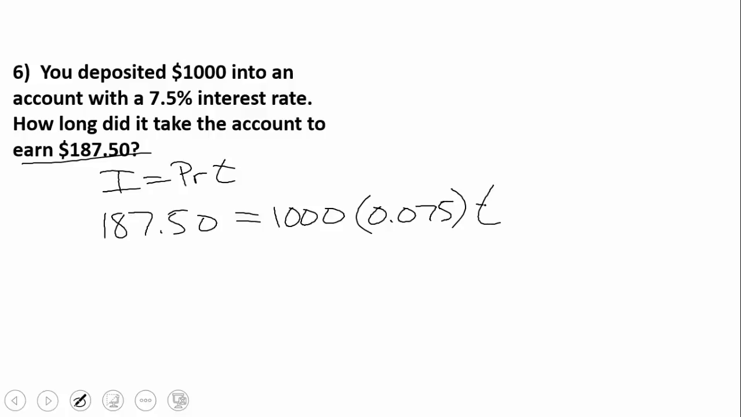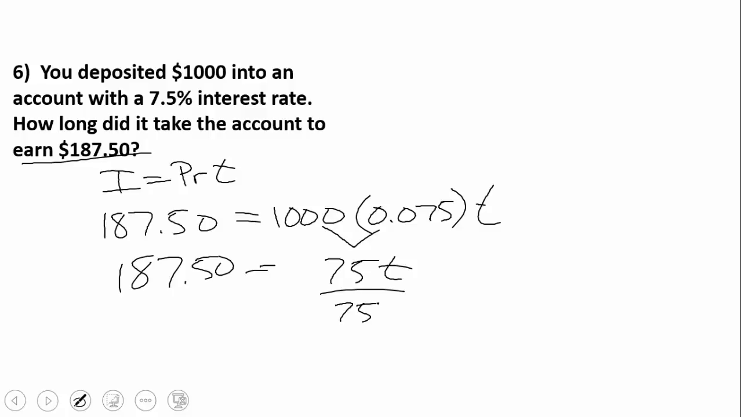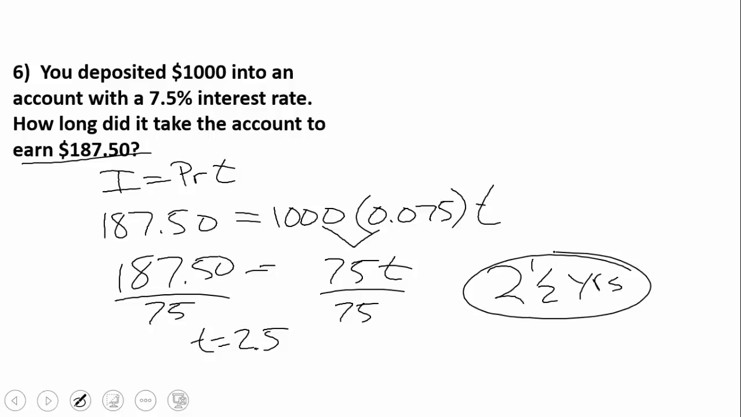We don't know. So we take our calculator and we start to multiply. We get that 1,000 times 0.075 is 75. 187.50 is equal to 75t. Dividing by 75, we get that time is equal to 2.5, or 2.5 years. Right? 30 months, 2.5 years. As long as you say the answer in years, you're good. Just knowing that 2.5 years is 30 months, by the way.